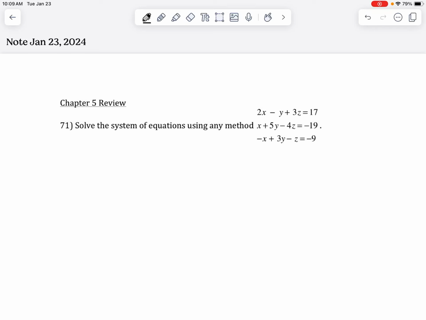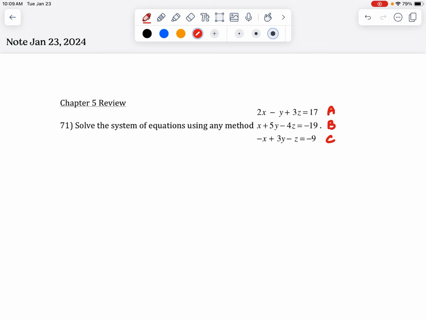And here we have this lovely 3x3 system solved by using any method. So when I take a look at it, one thing that I notice is this has x and this has negative x. So if I add those two equations together, those two are going to cancel. So that would be good news. Before I do that, I think I'm going to get a red pen, and I'm just going to label this as equation A, B, and C.